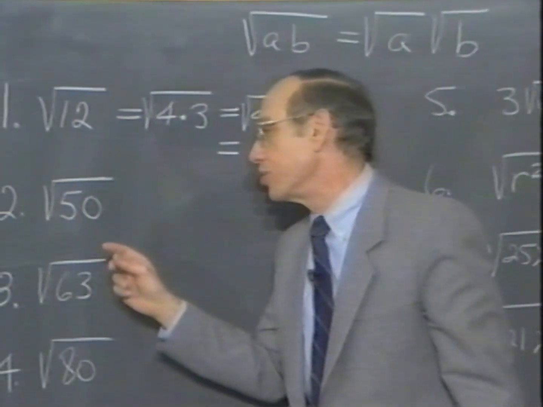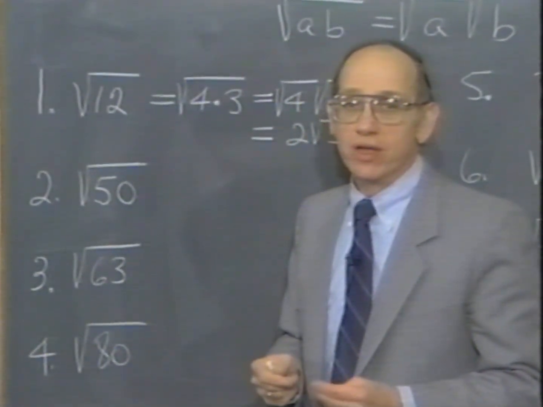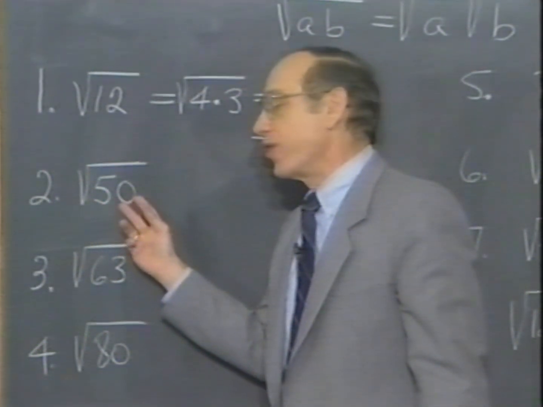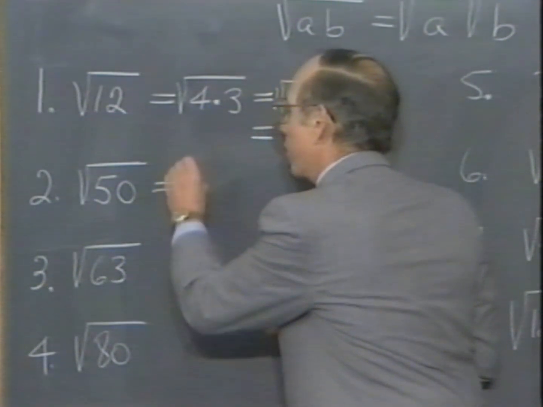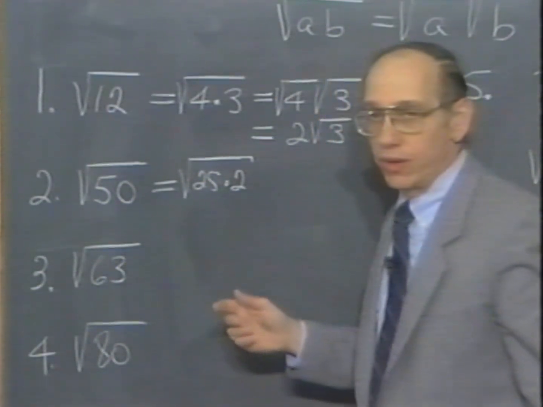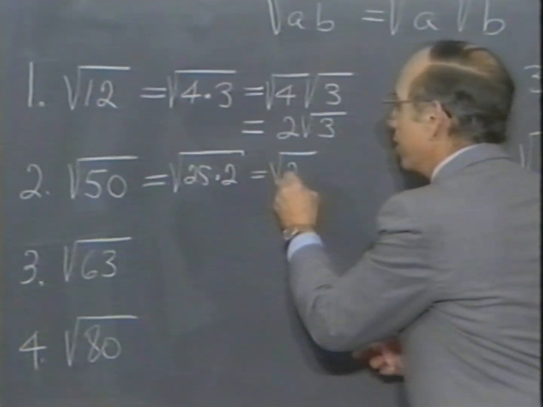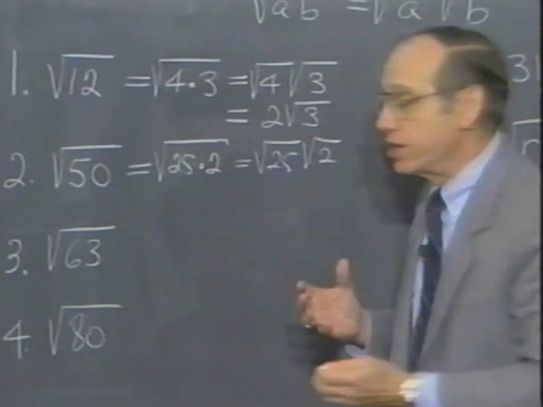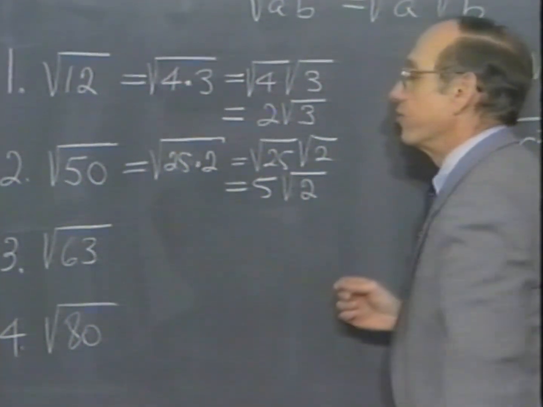Let's take a look at number 2. We have the square root of 50. Once again, we ask for factors of 50 such that one of the factors is a perfect square. Well, 50 could be 5 times 10, but if you want to get a perfect square, what you really want to write is the square root of 25 times 2. All right? Now, if I factor this, I have the square root of 25 times the square root of 2. And the square root of 25 is one I know. That's why I did it this way. And I get 5 times the square root of 2.